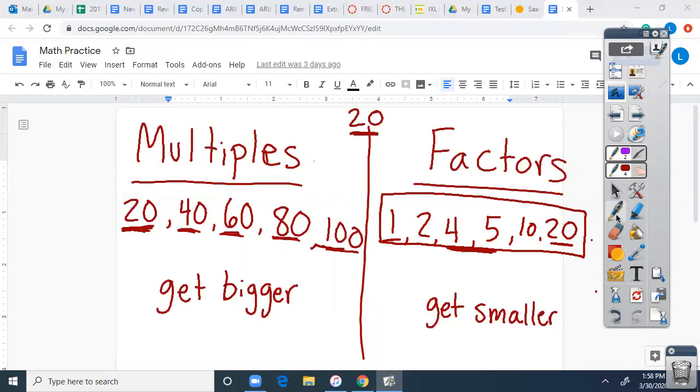Okay, so think about it. Multiples, you're counting by that number. The numbers are getting bigger. Factors, you're figuring out what times what equals that number. I want all of the numbers that I can multiply by another number to get whatever number we're talking about. For this example, we used the number 20. Okay, so on your homework, you are going to need to know the multiples of 10 and the multiples of 6. And you're also going to need to know the factors of 10 and the factors of 6.